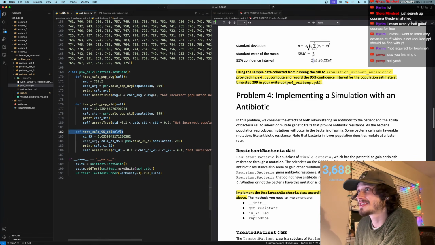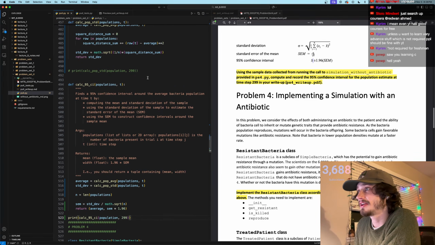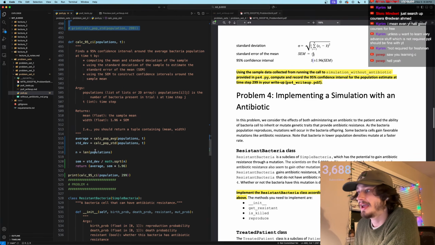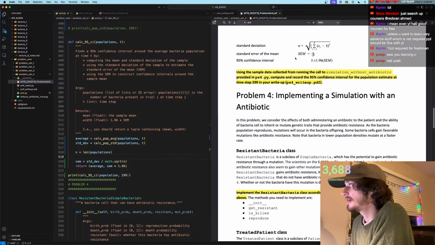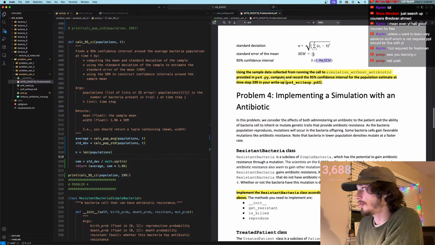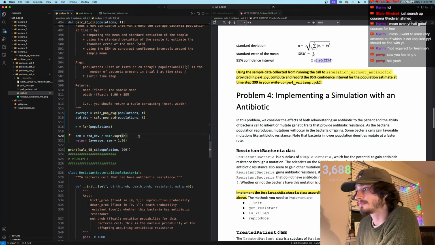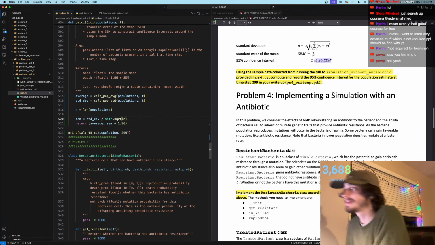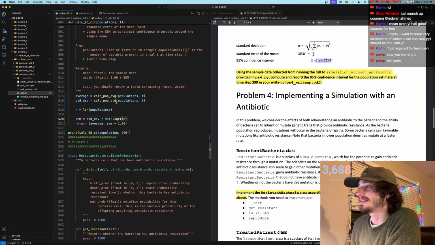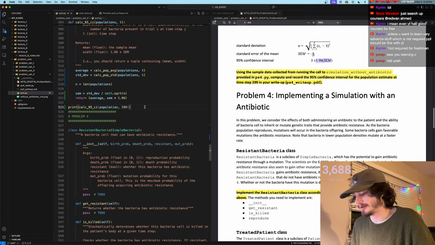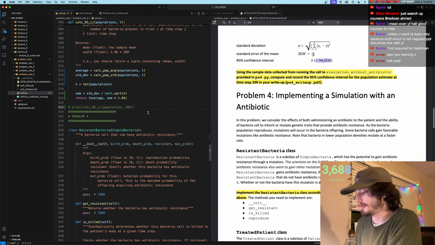So we are successfully computing both the standard deviation from scratch and the 95 confidence interval by computing the standard error of the mean and taking that and multiplying it by 1.96. Cool. All right. Now we can comment out that one. That solves problem 3.